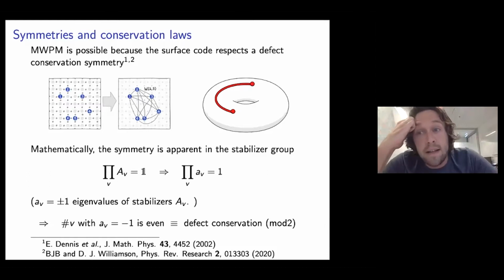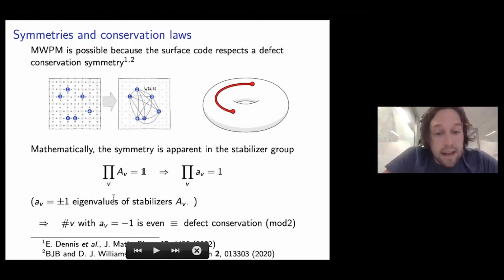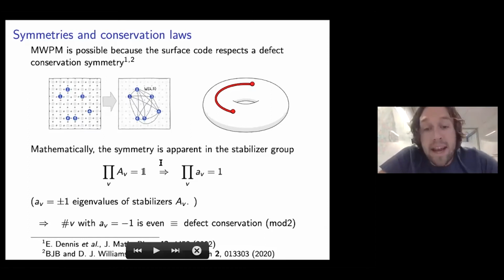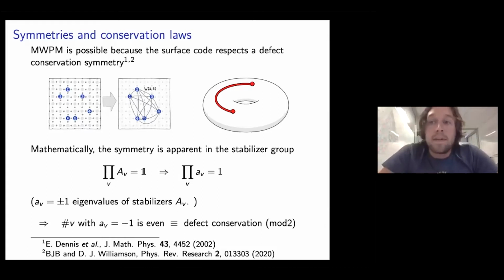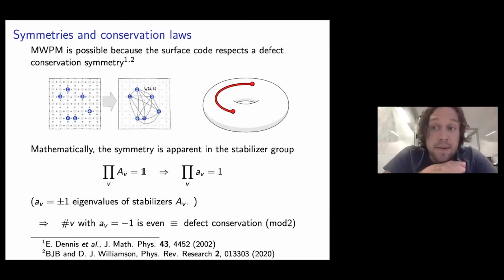So the way to see that we have this conservation law is by looking at the stabilizer group. It should be inherent in the stabilizer group. Specifically, if we take all the stabilizers of the toric code and multiply them all together, we get the identity. I have rushed a little bit in explaining some of these things, but the stabilizers of the surface code are Pauli matrices, and their eigenvalues are only plus or minus 1.